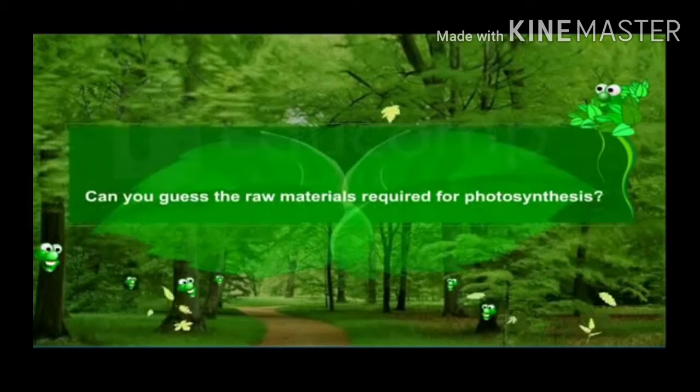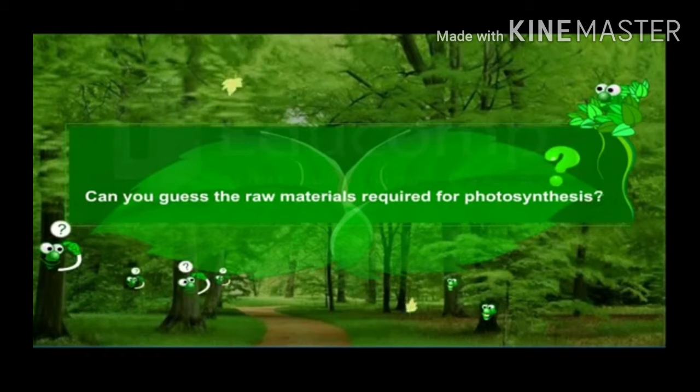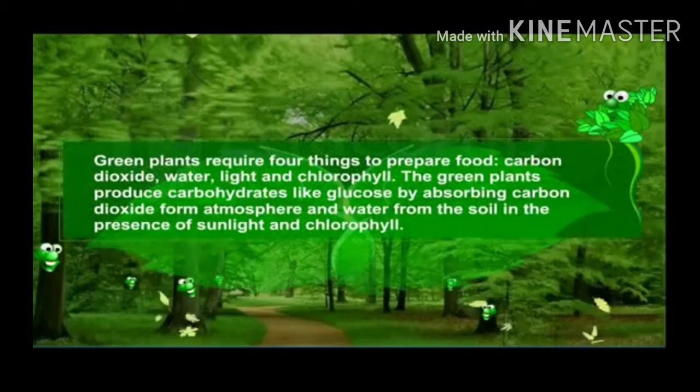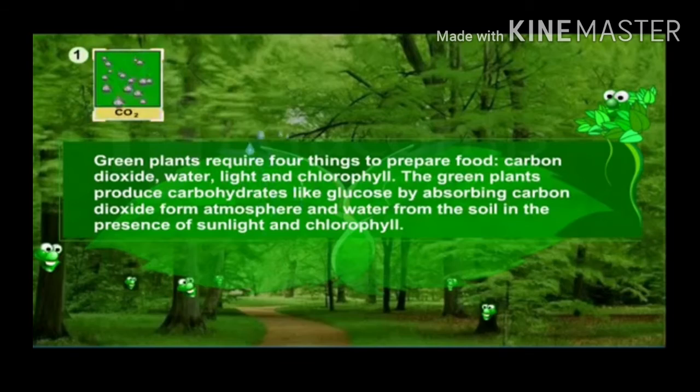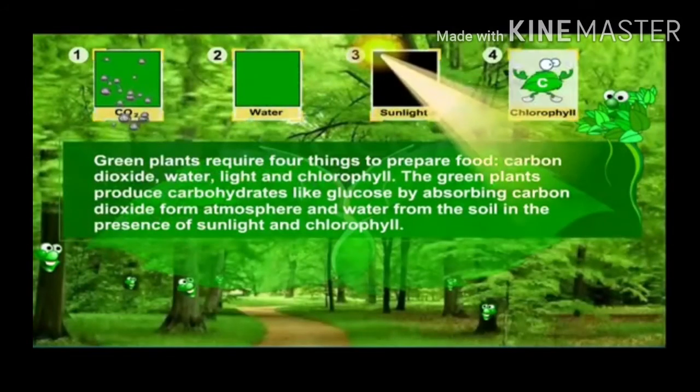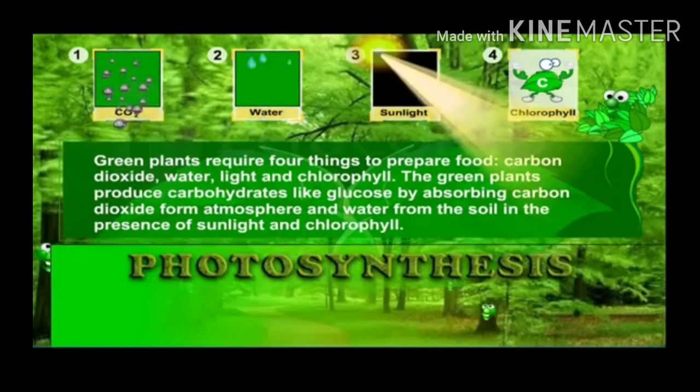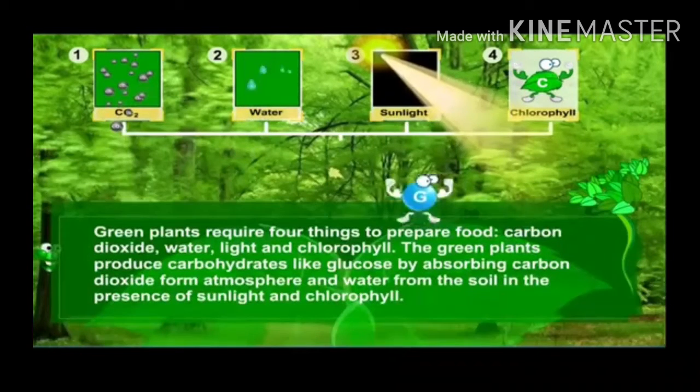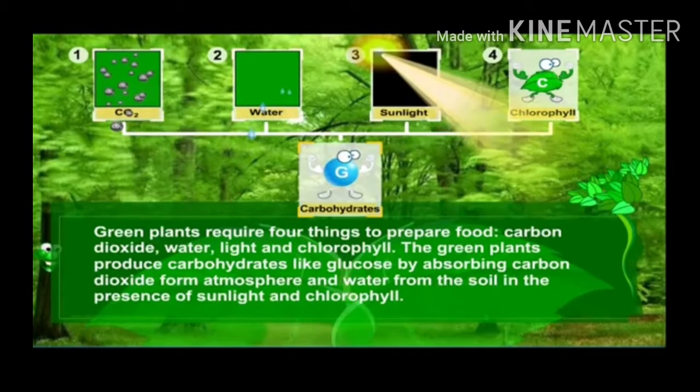Can you guess the raw materials required for photosynthesis? Green plants require 4 things to prepare food: carbon dioxide, water, light, and chlorophyll. The green plants produce carbohydrates like glucose by absorbing carbon dioxide from atmosphere and water from the soil in the presence of sunlight and chlorophyll.